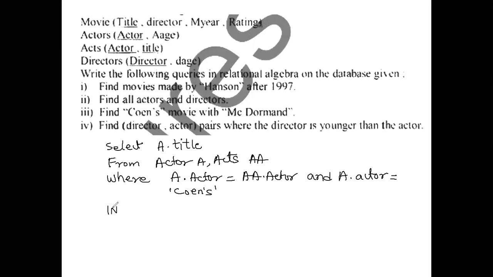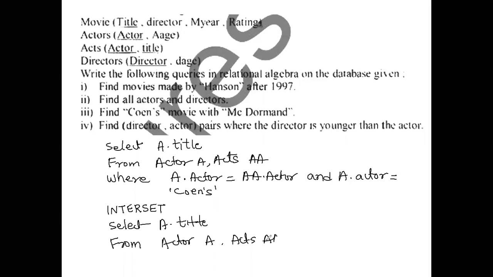Then we have to perform the intersect. So the keyword in SQL is intersect. So it is not the complete intersection, the only keyword is intersect. So here we can write like this. Just change the name of the actor. A dot title from. You can use the same aliases because the queries are different, or if you want, you can change the aliases also. So where A dot actor is equal to A dot actor and A dot actor name is McDormand.